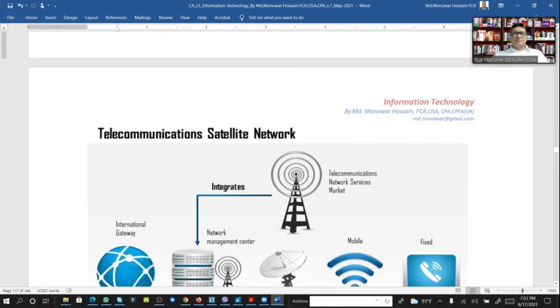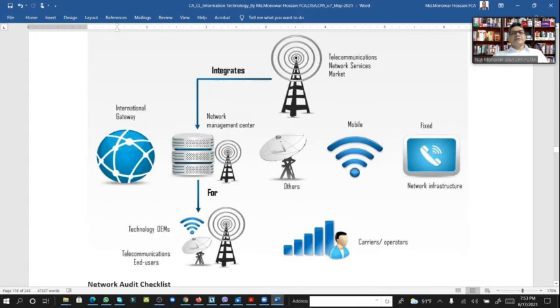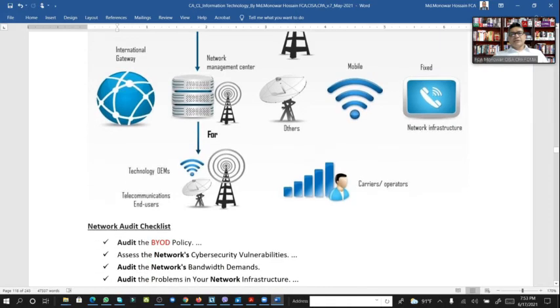And 5G, so here the telecommunication satellite network. This is the international gateway, network management center, mobile, other satellite, etc.